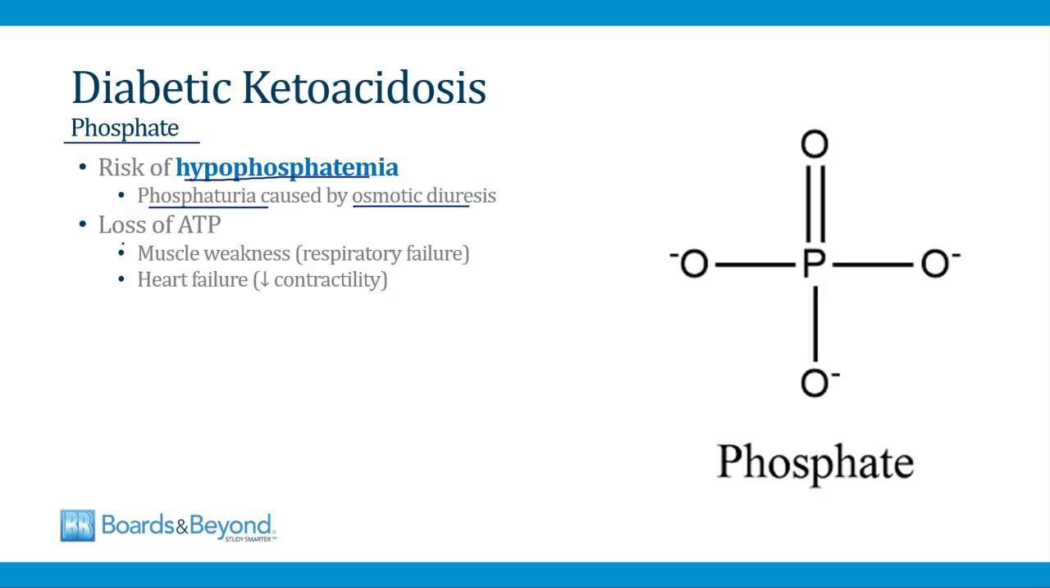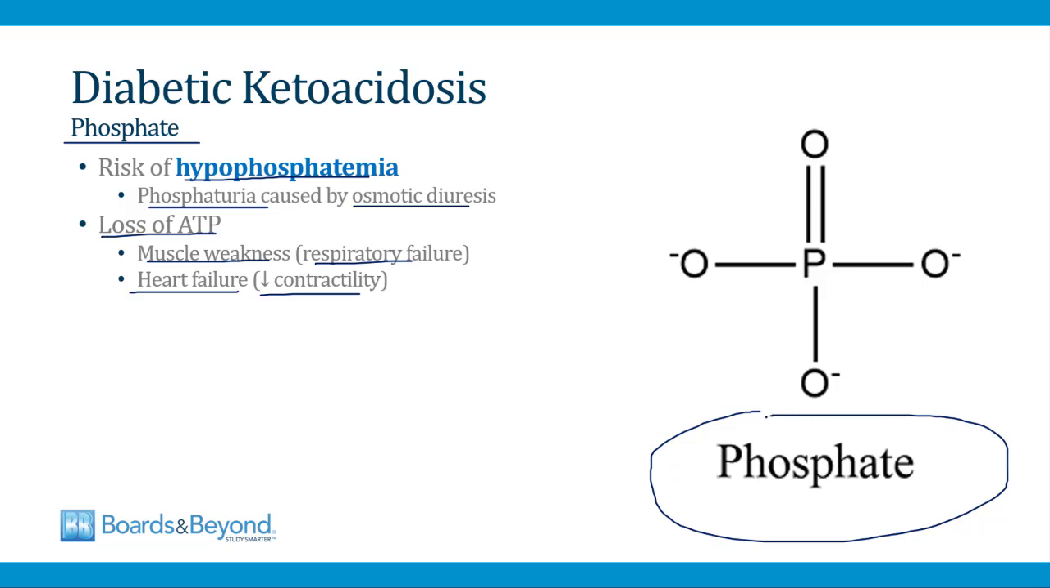When this happens, cells can lack enough phosphate to make ATP, so this can lead to muscle weakness if the phosphate level is very low. This presents as respiratory failure. It can also potentially lead to heart failure from decreased myocardial contractility. So when patients are in DKA, we always closely monitor the phosphate level, and we replete phosphate as needed, which we'll talk more about later in this video.